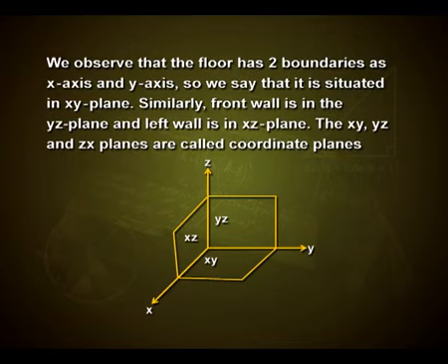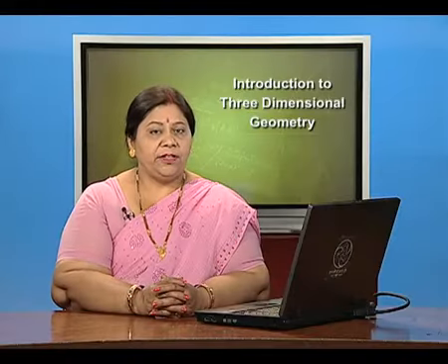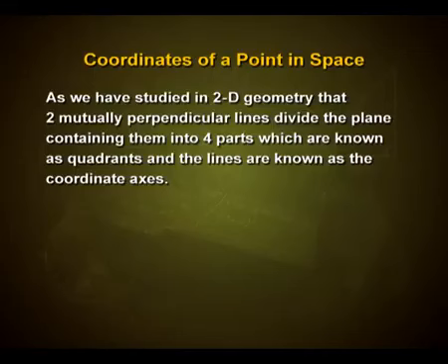You can see on the monitor the three different planes here: the xy plane, the yz plane, and the other one is the xz plane. Now, let us understand how we write down the coordinates of a point in space. As we have studied in two-dimensional geometry, two mutually perpendicular lines divide the plane containing them into four parts which are known as quadrants, and the lines are known as the coordinate axes.